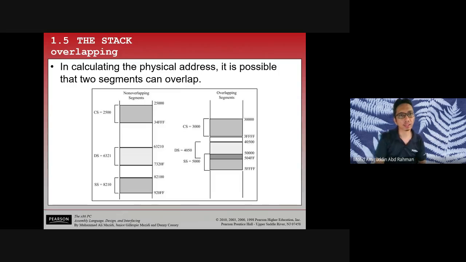Okay, in calculating the physical address, it is possible that two segments can overlap. So let's say on your left, we have the non-overlapping segments, for example. We have CS 2500, so it starts from the lower range of 25000 and when you add with FFF, you have 34FFF. And then you have DS, the data segment, and then the stack segment. So that is not overlapping, right? Because they are at different locations of the memory, but you can have overlapping segments as well. So what happened is there is an overlapping segment. So you can see that.